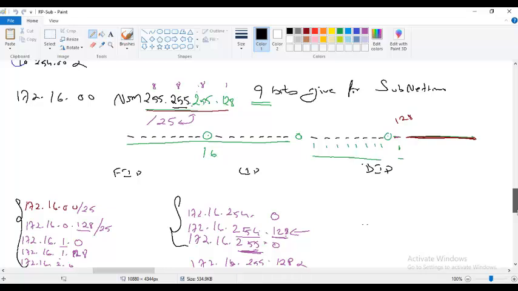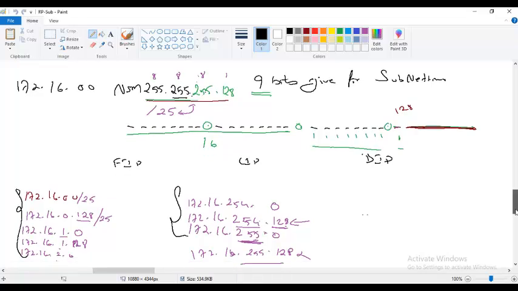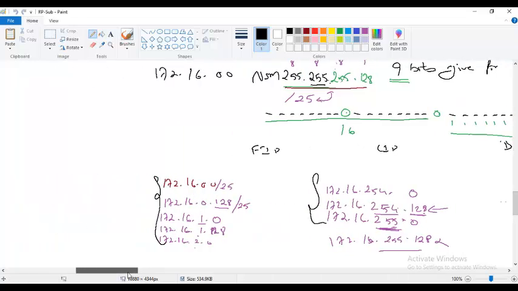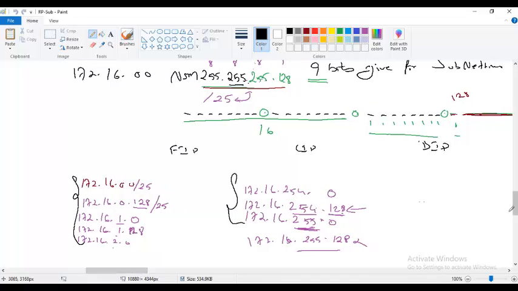Okay, we have given 9 bits, and then we learned how to write first 3 and last 3. All right, that's where we stopped. Are you comfortable up to here? All right, let's move on to the next.